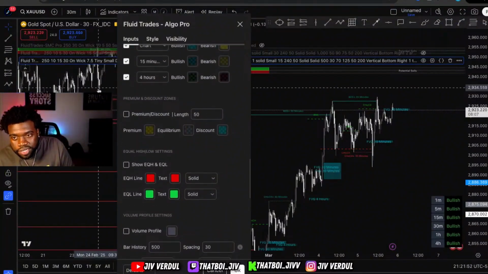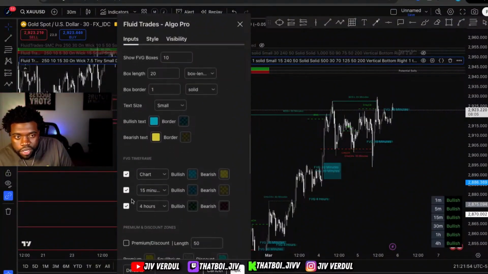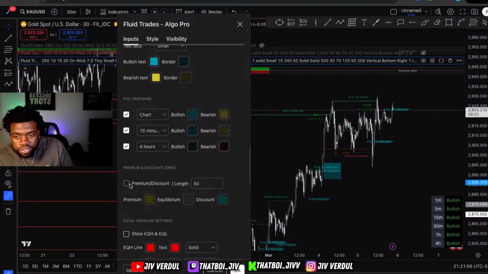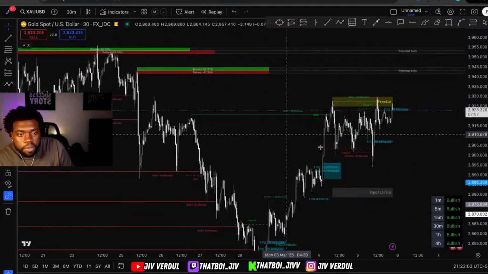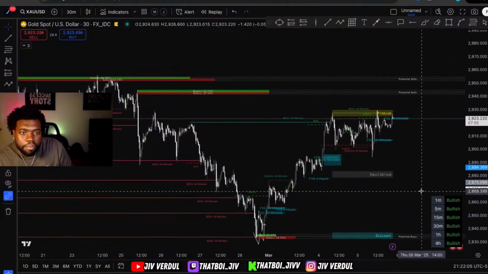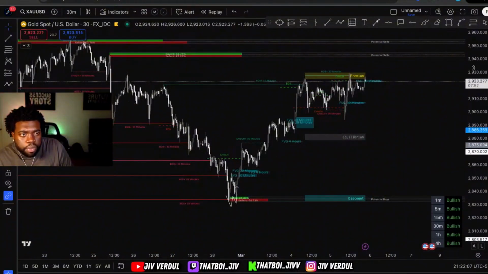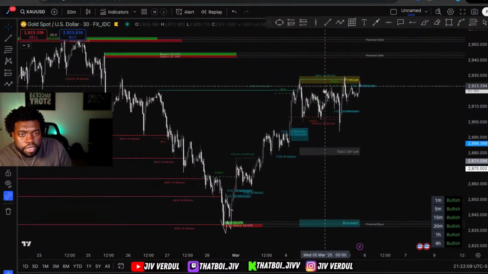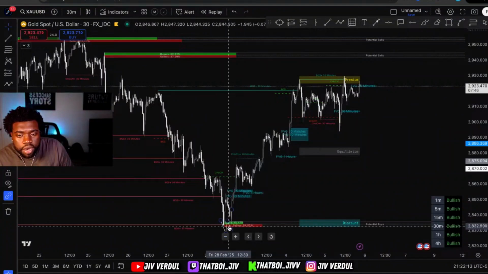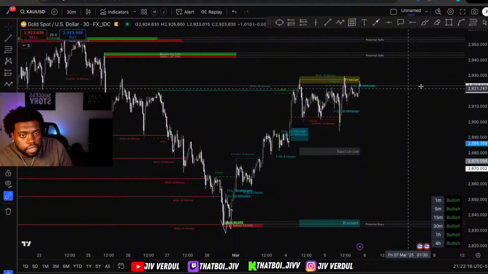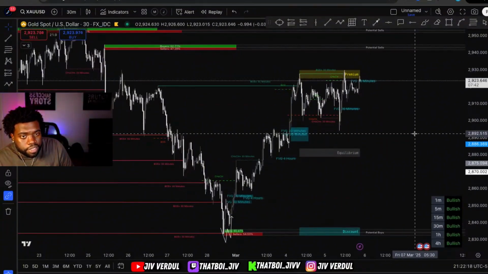Okay, next we still got the premium and discount zone, right? The premium and discount zone shows you the premium and discount within a minimum number of bars, I believe. I forgot exactly how many bars, but it literally shows you the premium and discount of the market within that session, right?